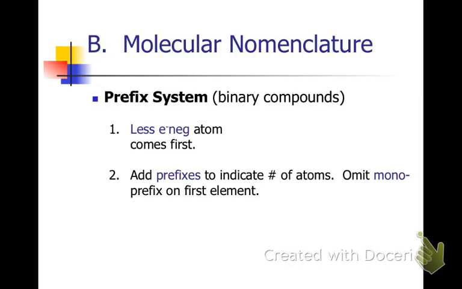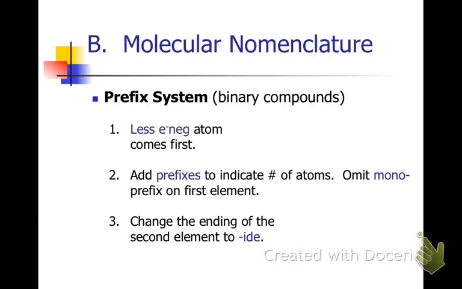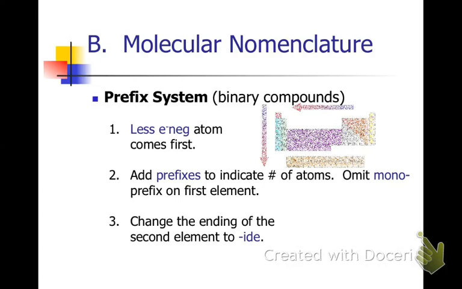That's your subscripts. If your first element only has one atom, you drop the mono prefix. And the ending is always IDE on the second element. Since they are all binary compounds, the ending is always IDE for the second element. It's showing you your electronegativities again if you had to know what they are. But your formulas are always going to be given to you with your less electronegative atom first, or even if a name is given to you, the less electronegative atom is going to be given first.